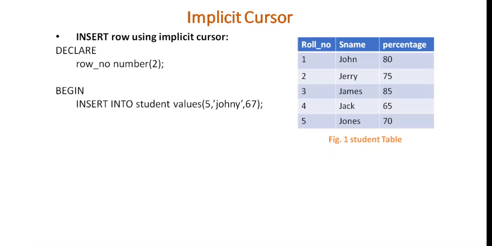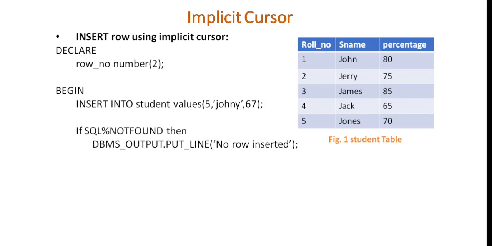Now implicit cursor will get created when this insert query appears in a block. At this moment, implicit cursor will get created automatically by the Oracle database engine. And once this block has completed its execution, that cursor will be closed automatically by the Oracle database engine. Okay. Then we are inserting this data into the table. Then we have one if loop.